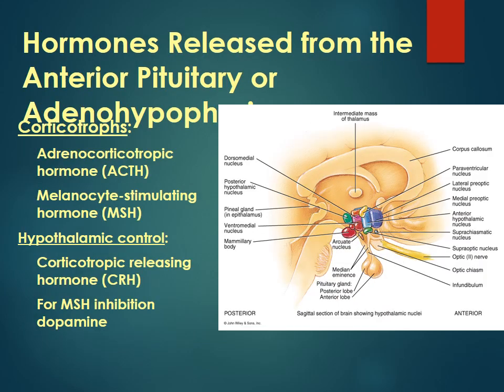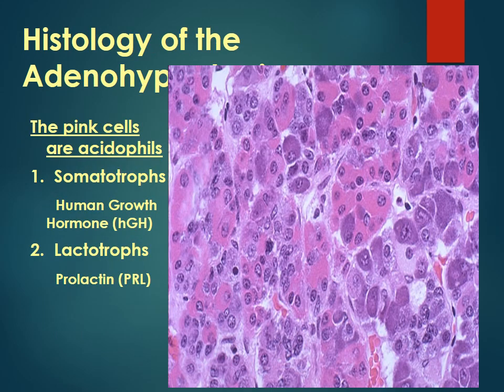So the hormones released from the anterior pituitary or adenohypophysis, we have here corticotrophs, for example the adrenocorticotropic hormone, ACTH, or the melanocyte stimulating hormone, MSH. And the hypothalamic control, we have the corticotropin releasing hormone, and for MSH inhibition, dopamine. So histology of the adenohypophysis: the pink cells are acidophils. Somatotrophs, examples are human growth hormone, HGH, then lactotrophs, prolactin.